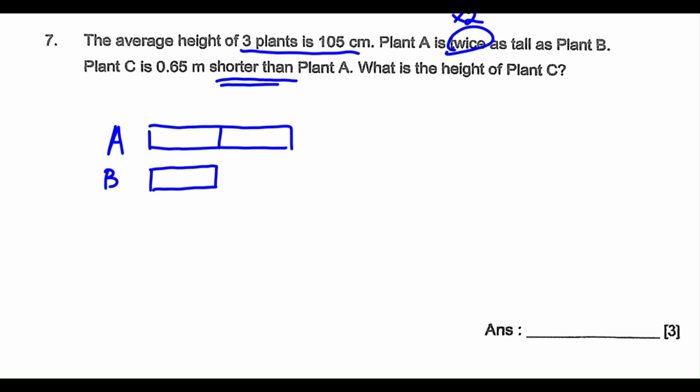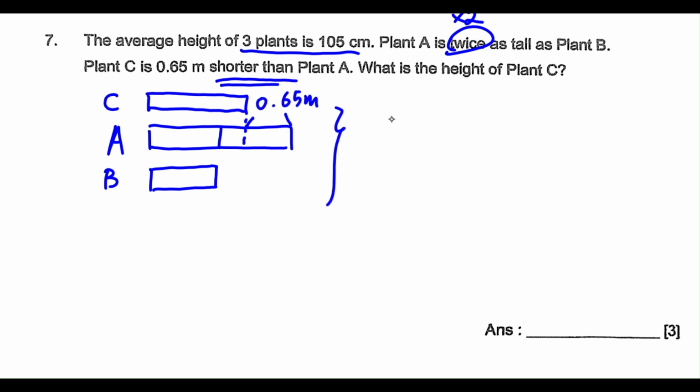Plant C is 0.65 meters shorter than plant A. So actually we can draw plant C above A so that we can visualize better. So C is shorter than A, but we're not sure exactly how much shorter. So we don't want to assume that C is 1 unit like B. We only know that it's 0.65 meters shorter than A. So we just draw something that is a little bit shorter than A. And this is the portion, we jot it down. This is the part that's 0.65 meter.